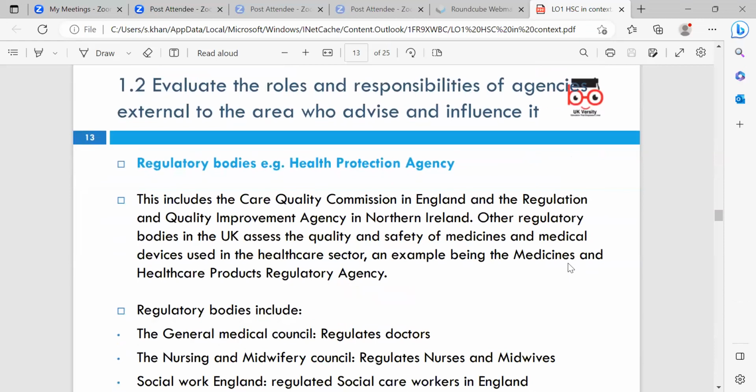1.2, evaluate the roles and responsibilities of agencies external to the area who advise and influence it. Regulatory bodies, for example, Health Protection Agency. This includes the Care Quality Commission in England and the Regulation and Quality Improvement Authority in Northern Ireland. Other regulatory bodies in the UK assess the quality and safety of medicines and medical devices used in the healthcare sector. An example being the Medicines and Healthcare Products Regulatory Agency.